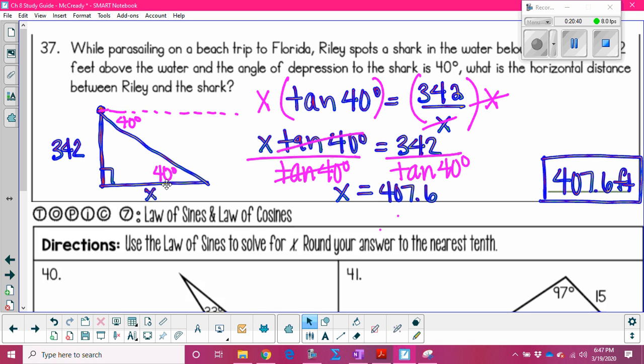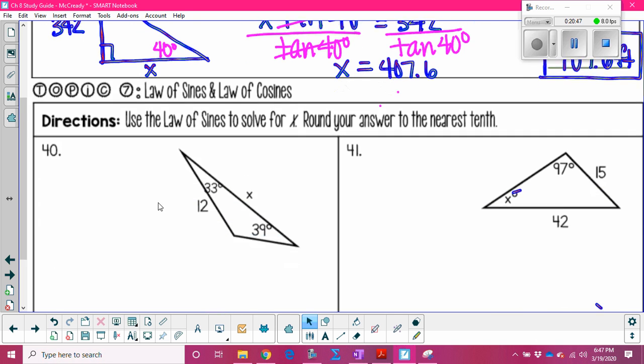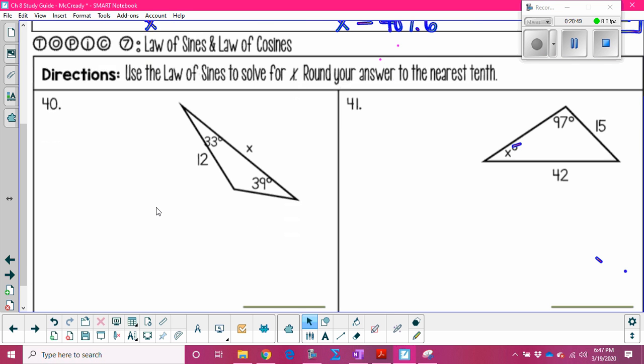Okay, so let's look at law of sines and law of cosines. Look at number 40. You want to find x here. You need the angle opposite of it, but you already have these two angles, so you would just do 180 minus 33 minus 39, which is going to give you 108 degrees. That's what this angle is right here.